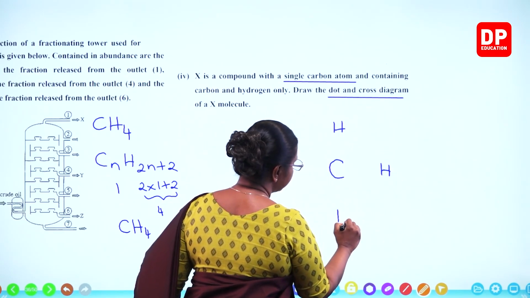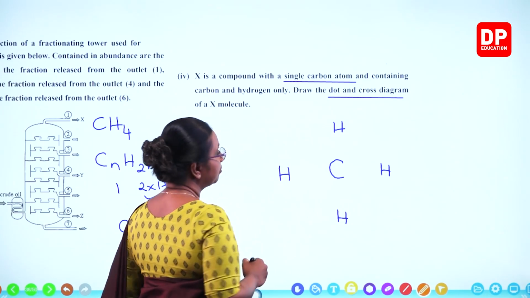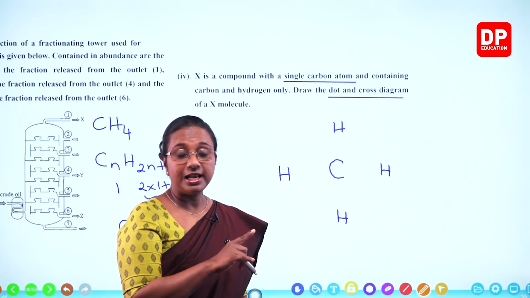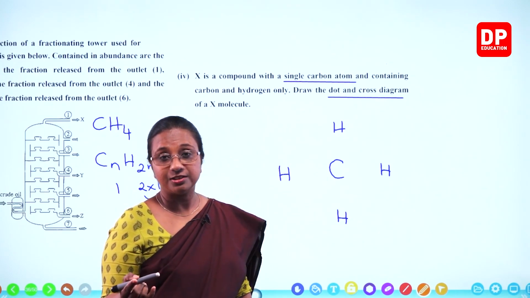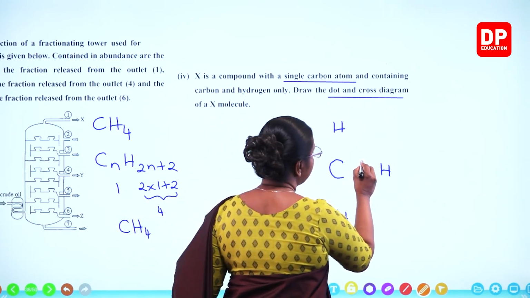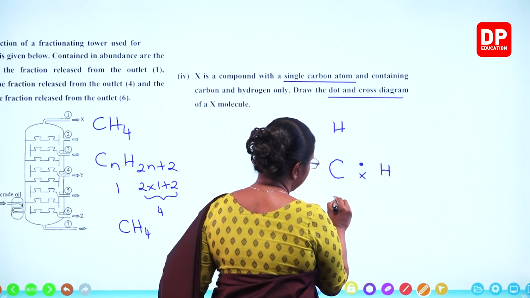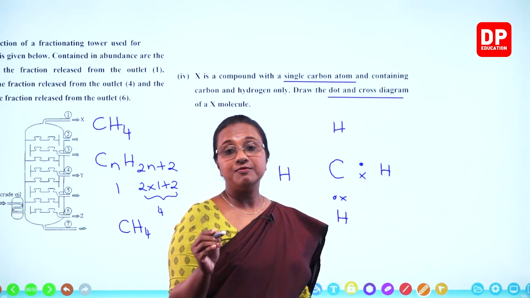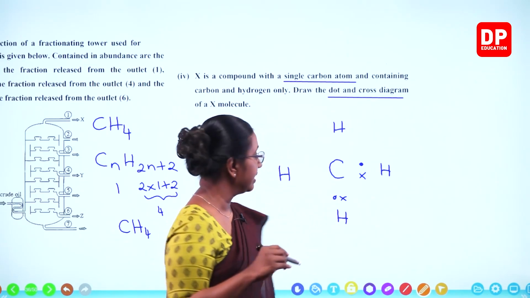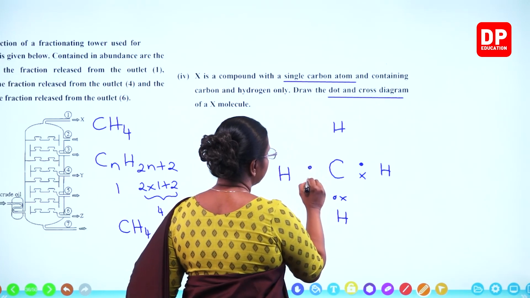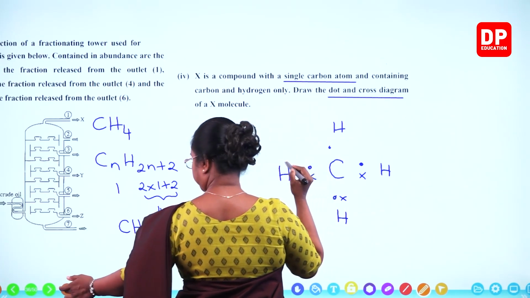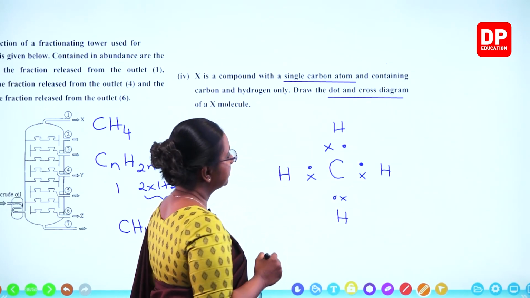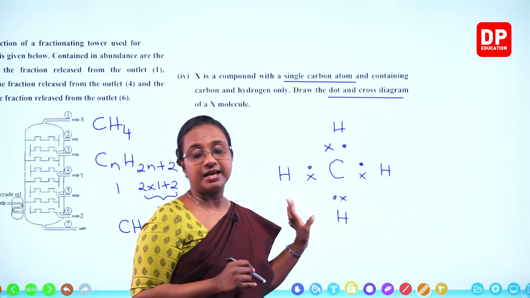There are 4 hydrogens, and you all know it has to be the dot and cross diagram. So dot for electrons of one atom, cross for the electrons of the other atom. Then dot and cross, because in all the bonds, carbon gives 1 electron and hydrogen gives 1 electron. So here also dot and cross. Is that okay, students? Dot cross diagram.